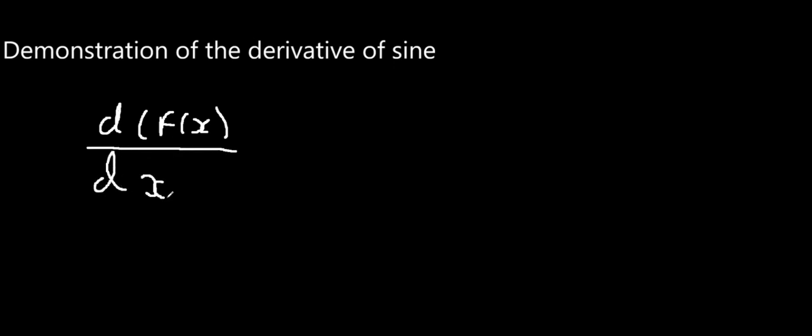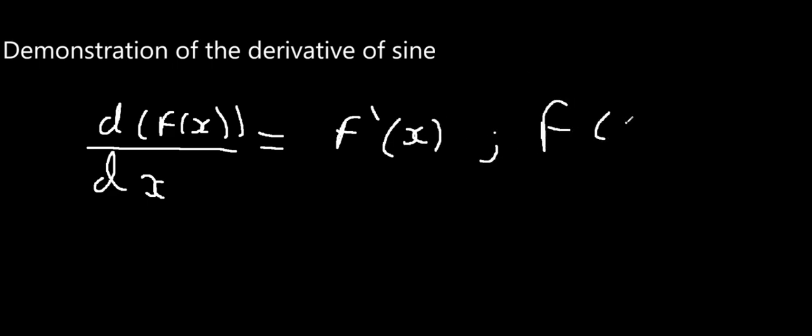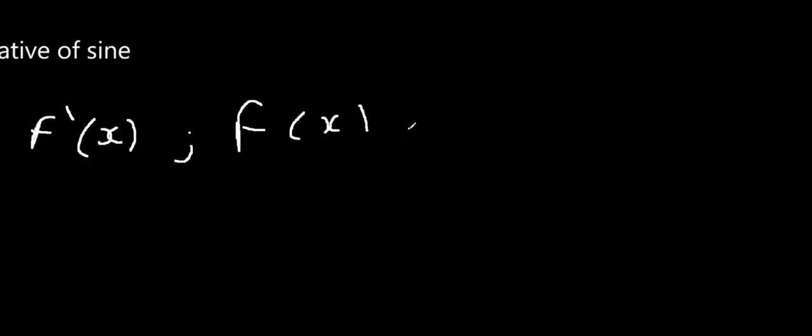It's common that the derivative of one function with respect to x is another function. Show that the derivative of the function sine of x is the same as cosine of x.